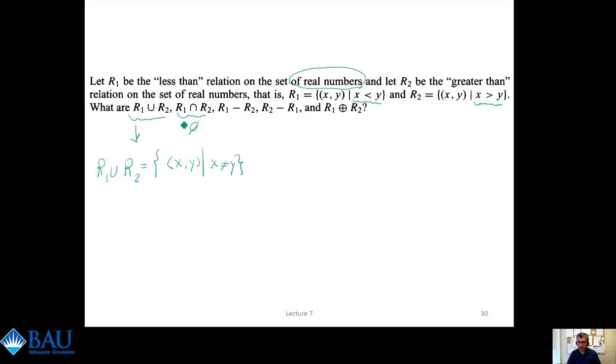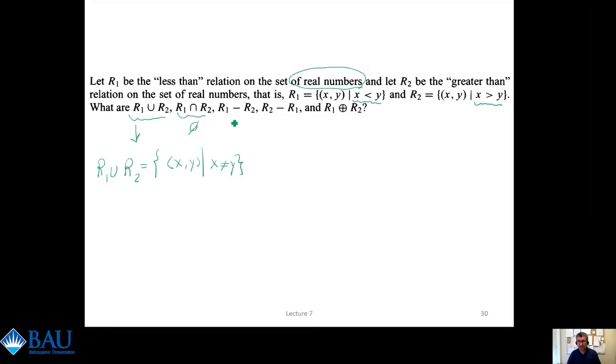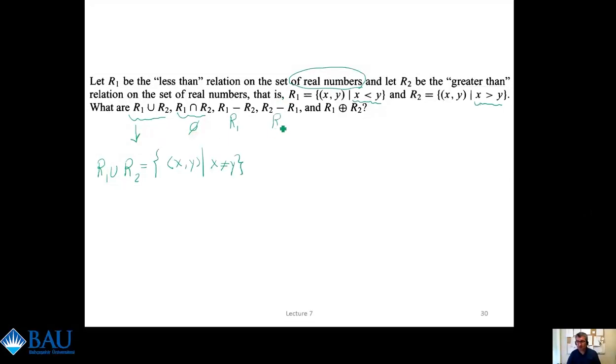Do we have any element in R1 which is not in R2? All of the elements in R1 are not in R2 because the intersection is empty. Therefore, R1 minus R2 is R1. Same thing for R2 minus R1, it is R2.